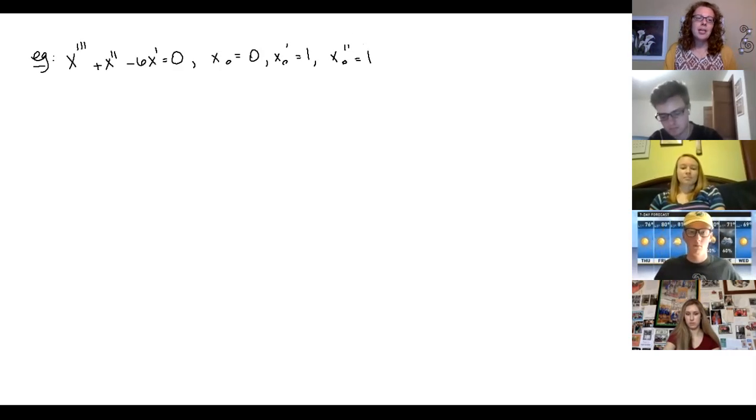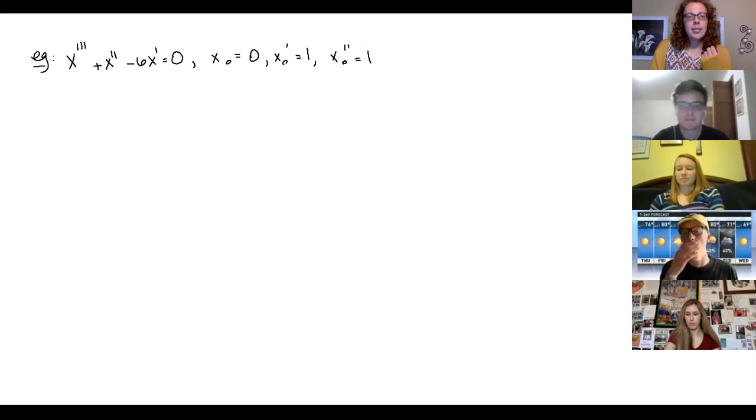X triple prime plus x double prime minus 6x prime equals 0. X naught is 0, x naught prime is 1, x naught double prime is 1. Let's leave the x triple prime for just a second. We'll come back to that in just a minute, but let's do the Laplace transforms of the other two.